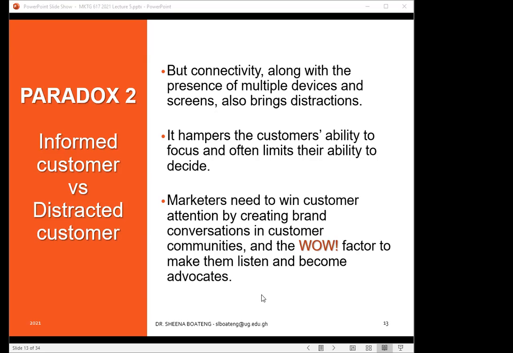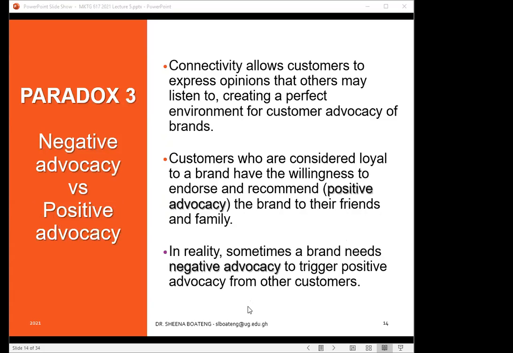Now, at the tail end there, I mentioned that once we are able to get the customer to focus on us, and we are able to convince them to purchase a product or service from us, and they build a relationship with us based on the unique experience that we give them, which they find valuable, they end up becoming not just repeat customers of ours, but also advocates for our brand. And that brings us to our next paradox, which talks about the paradox of negative advocacy versus positive advocacy.